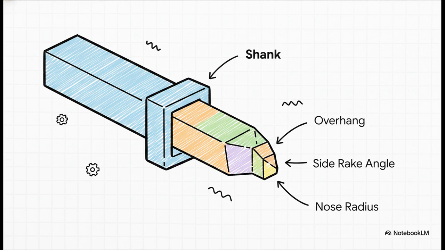The main bulky body of the tool is called the shank. Now, the actual cutting part isn't always just the same piece of metal sharpened down. Actually, it's very often a highly specialized insert, or tip, that gets mechanically clamped or brazed onto the shank. You've also got to factor in the overhang, which is just how far the tool sticks out from the holder, as well as the specific geometry of the tip itself, like the side rake angle and that tiny microscopic curve at the very tip, known as the nose radius.